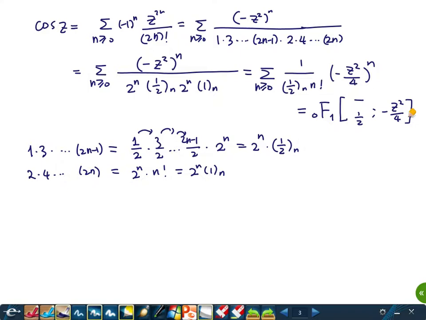Now what about sine? By the same idea, you can check that sine is z times 0F1, nothing, 3/2, minus z squared over 4. So by the same idea, you can check this. Any question so far?